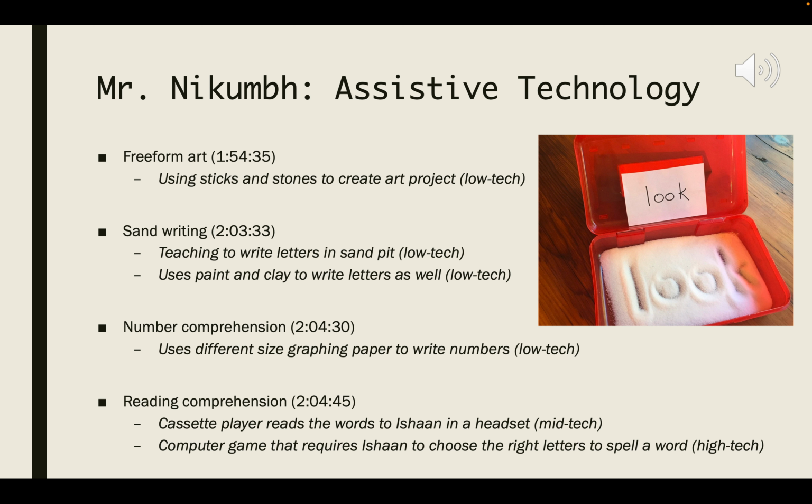Nikum teaches numbers to Ishan by having Ishan write the number 8 on a giant grid. The grid he writes on becomes smaller and smaller to write the number in as Ishan progresses. This is another low-tech AT example.